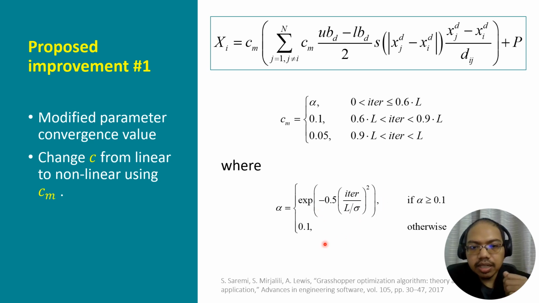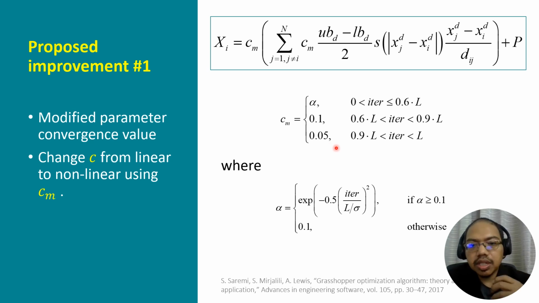And otherwise, the value should be 0.1 if the alpha is larger than 0.1. Meaning that based on this equation, we are going to set the value of alpha based on the number of iterations, starting from the beginning, which is 0, until 0.6 of our total iteration. And then the value becomes 0.1 within 0.6 of the total iteration until 0.9 of our total iteration. And then at the end of our iteration, we are going to set it at 0.05.